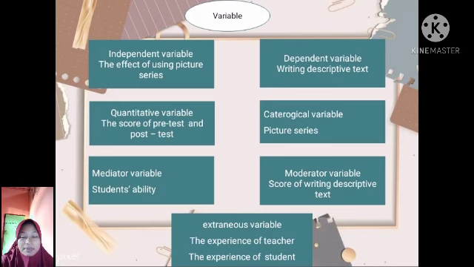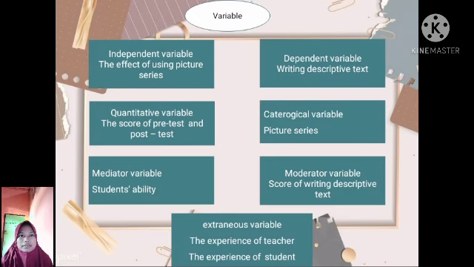This study uses experimental research because there are two student groups in my research. An experiment is a method of social research in which there are two variables. The first variable is the independent variable, which is the effect of using picture series, and the second is the dependent variable, which is writing descriptive text.